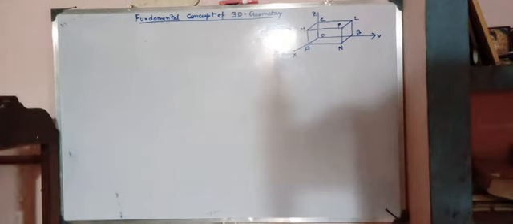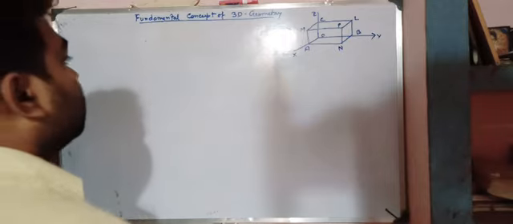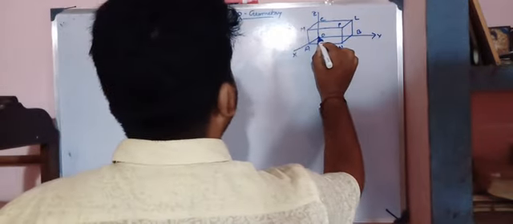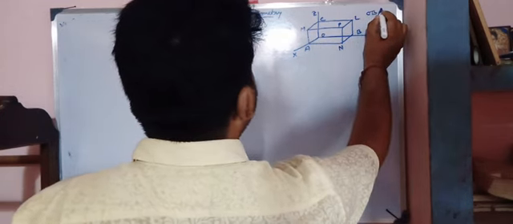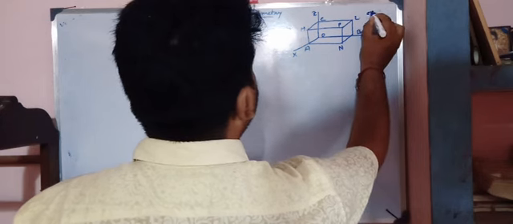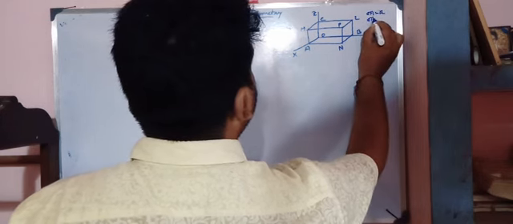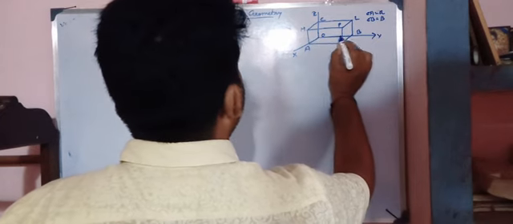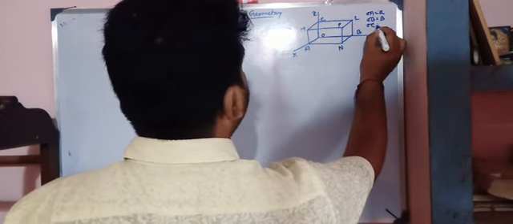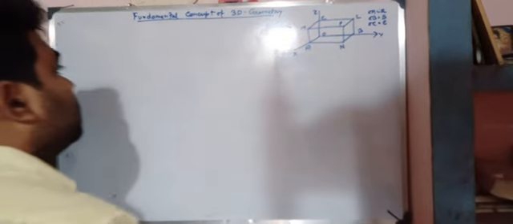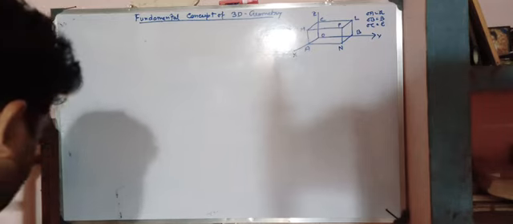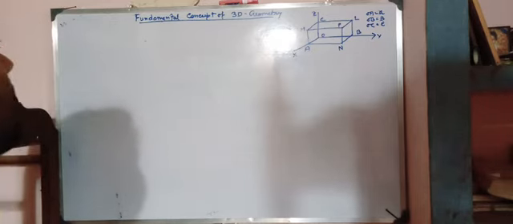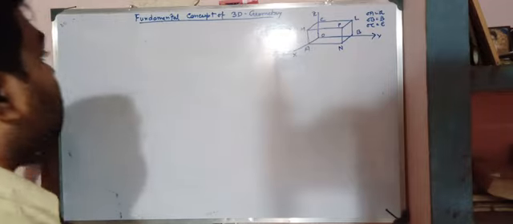Now the edges of the rectangular parallelepiped are a, b, c. That is, suppose I am taking the edges: OA is equal to a, OB is equal to b, and OC is equal to c. Hope you understood that. So we have to find the angle between the diagonals. Understood? Angle between the diagonals.